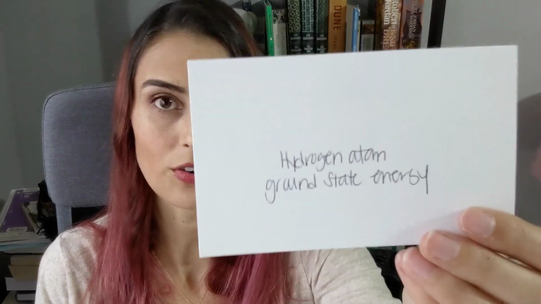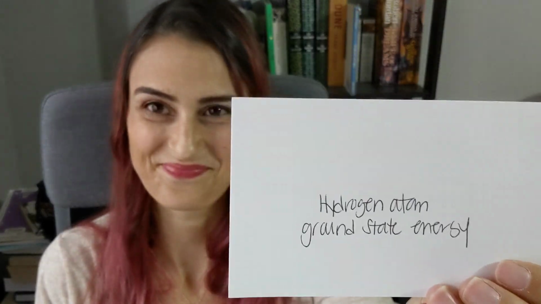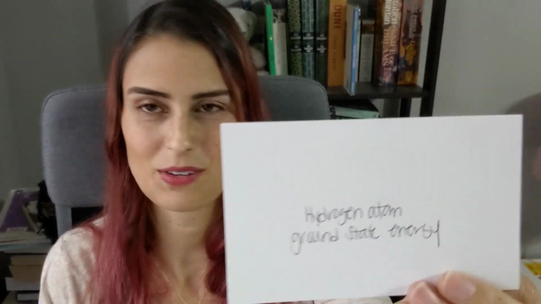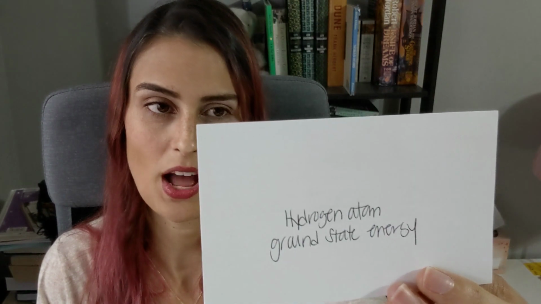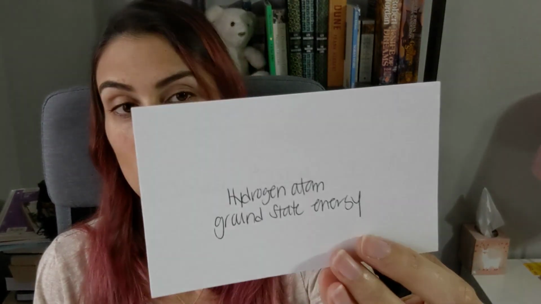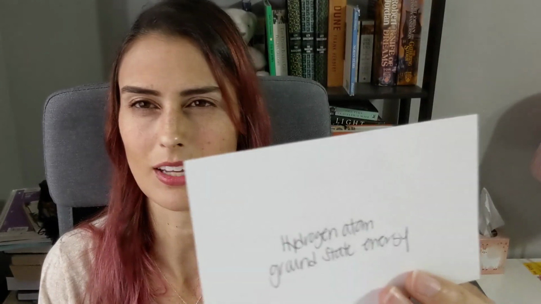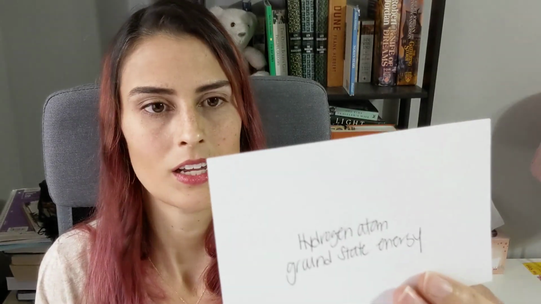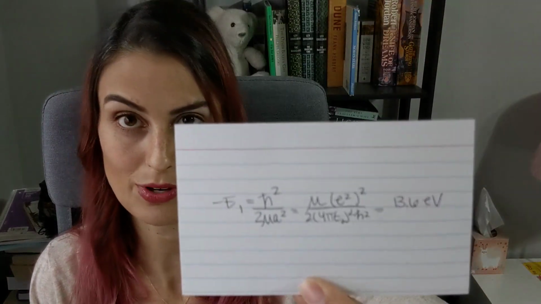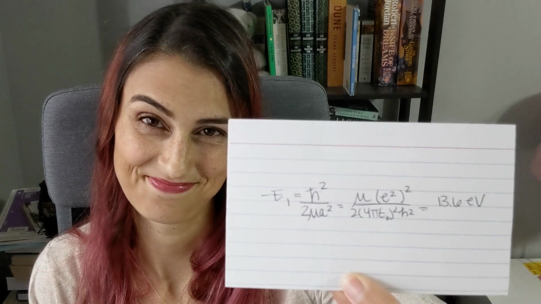The hydrogen atom ground state energy. Negative E sub 1 is equal to h bar squared over 2 mu a squared, which is equal to mu e to the 4th over 2 times (4 pi epsilon) squared times h bar squared. And this is equal to 13.6 electron volts.